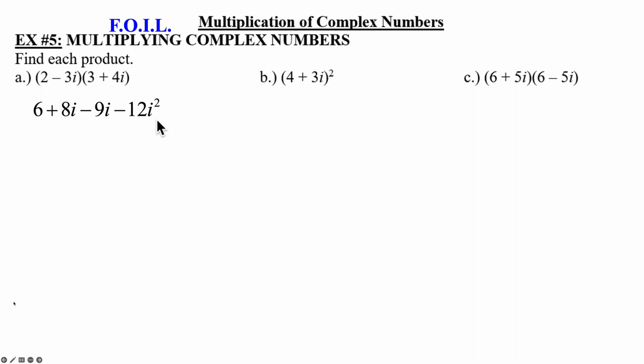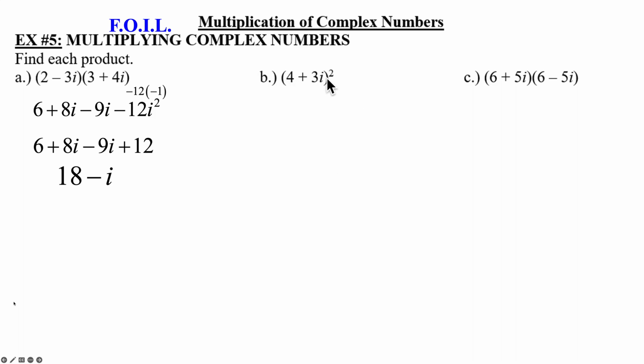Now here's what's going to happen. Remember, i squared is defined to be a negative 1. Well, that negative 1 is going to change the minus 12 now to a plus 12. So anytime you get an i squared, you can scratch that and change the sign in front of that term. Combine like terms, 6 plus 12, that'll be 18. 8i minus 9i, that will be just i. There is my answer.